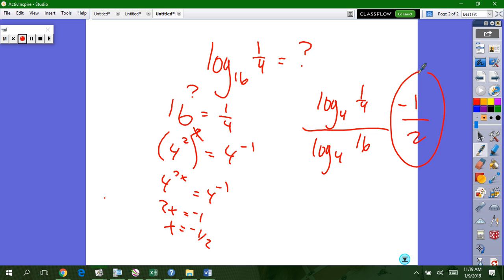I could do them to base 2 if I wanted to. If I put this as 2 and this as 2, 2 to what power is 1/4? Negative 2. 2 to what power is 16? 4. Negative 2 over 4. Just something you can do to get common bases. Now, is that very often? Sometimes, right? Not always. You'd still do the first way? That's completely fine, but you see how it could work.